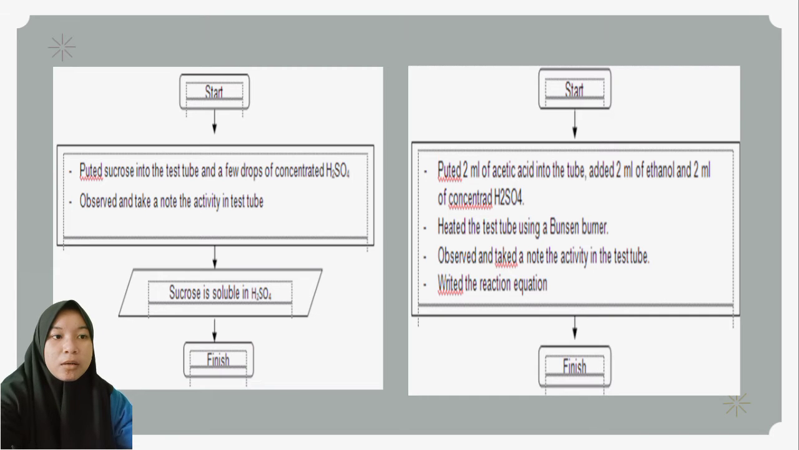And next, start. One, put 2 ml of acetic acid into the tube, add 2 ml of ethanol and 2 ml of concentrated sulfuric acid. Two, heat the test tube using a Bunsen burner. And three, observe and take note of the activity in the test tube. And next, write the reaction equation and finish.